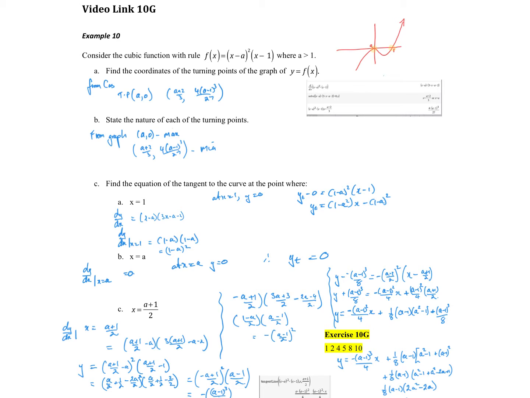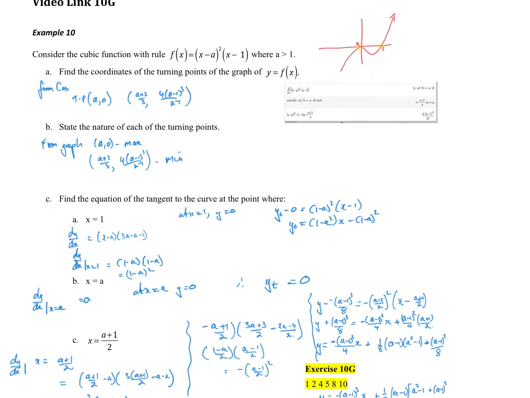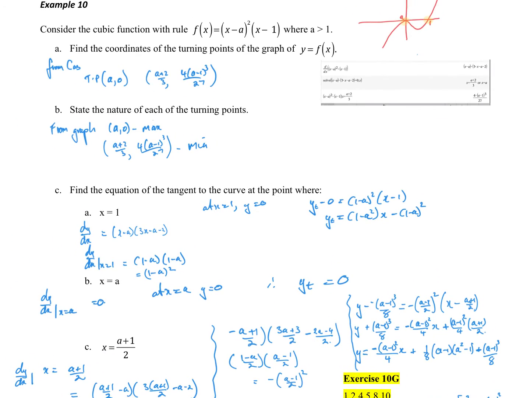All right. Find the coordinates of the turning points of the graph. So from the CAS, we can see straight away what they would be. I do go through and differentiate it by hand later. So just using our derivatives and then solving our derivative equal to 0, we can see where our stationary points will occur. State the nature of each turning point. Well, if you look at the graph, it's clear cut that at the point (a, 0) we have a maximum, and the point (a plus 2 on 3, 4(a minus 1) cubed on 27) gives me a minimum.